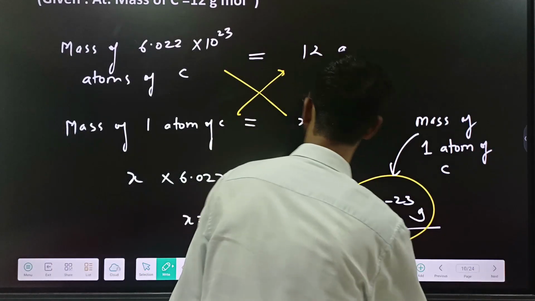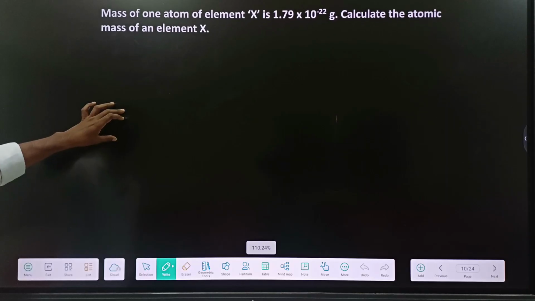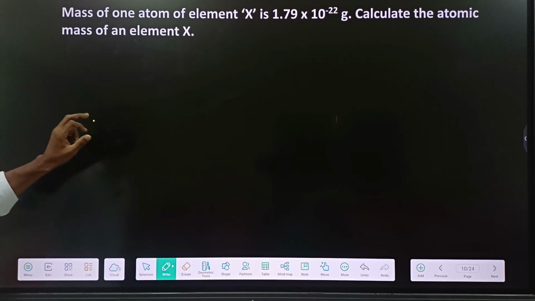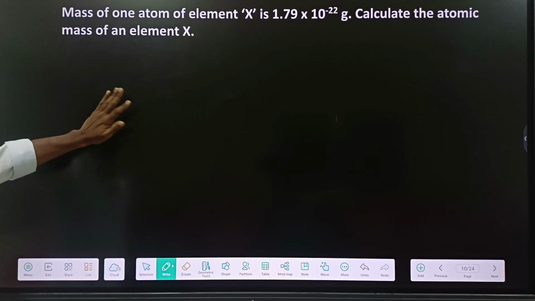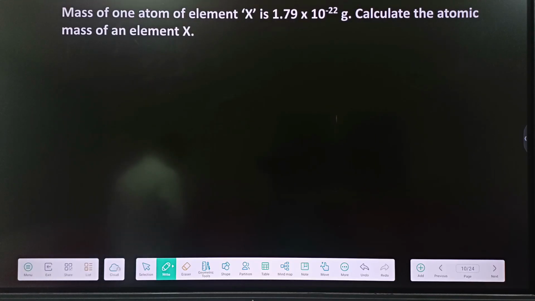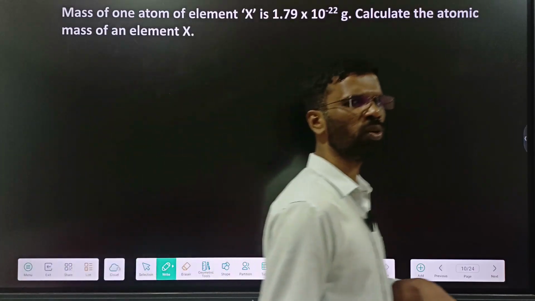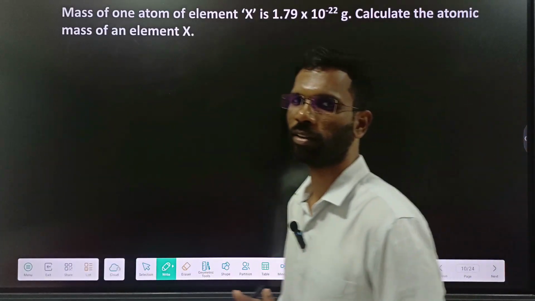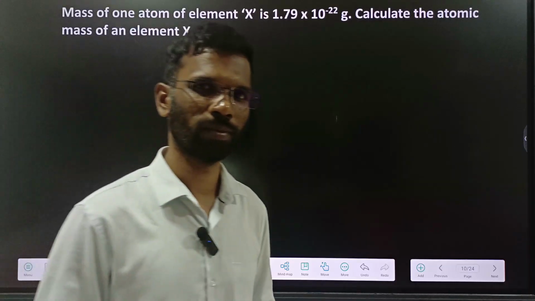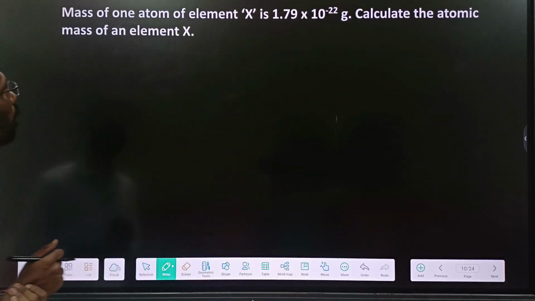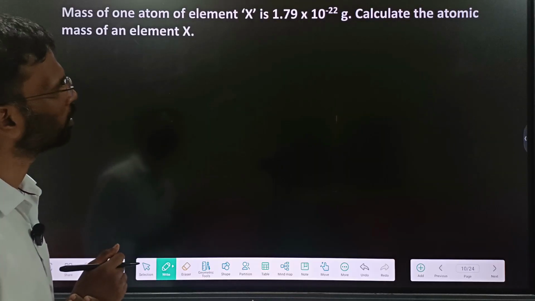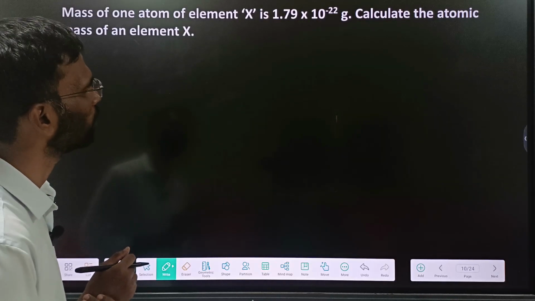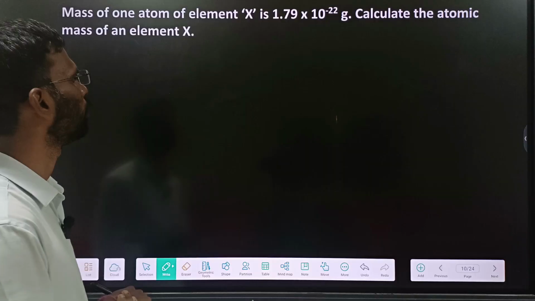So next, mass of an element. Over here what is given is the mass of one atom of an element. There is element X, mass of one atom of an element X is given as 1.79 into 10 raised to minus 22 gram. Calculate the atomic mass of the element. Again, you can pause this video, apply your concept and try understanding this and check your answer. Okay, so I'll explain this.